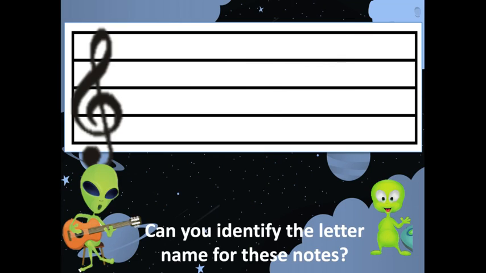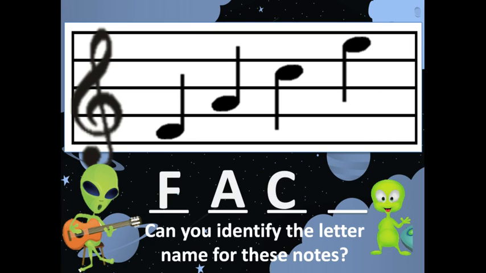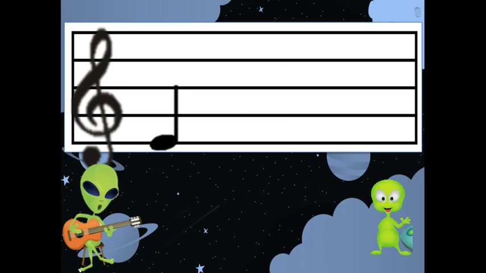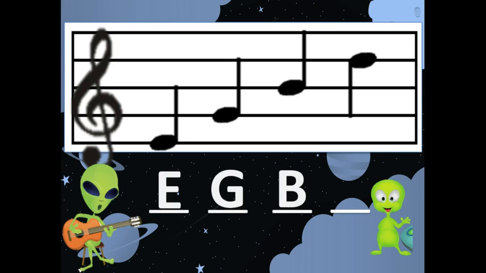Can you identify the letter names for these notes? F is the first space, A second space, C third space, E fourth space. What about these letters? E is the first line, G is the second line, B is the third line, and D is the fourth line.